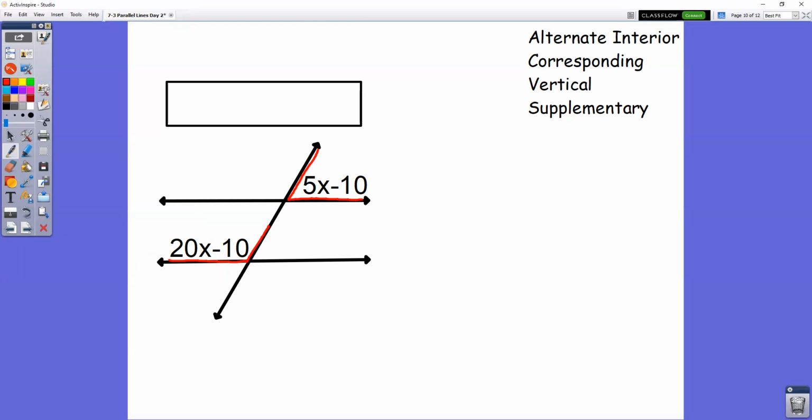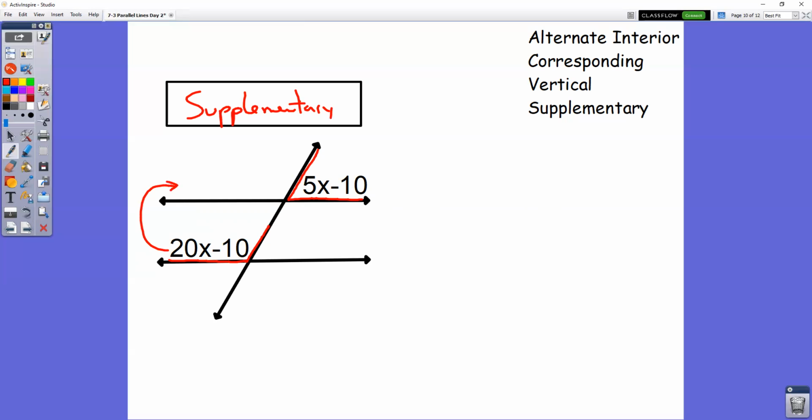So this is actually one of those trick questions. Notice that you have one acute angle and one obtuse angle. Anytime that you have one of each, it has to be supplementary angles. Now, what could we do? How could we figure that out?